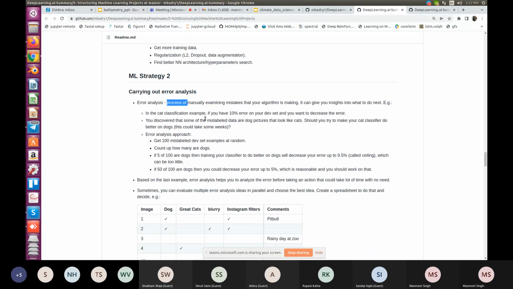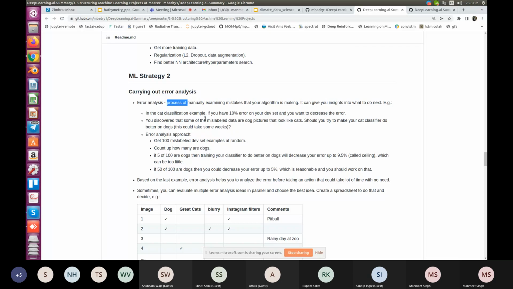For example, in the cat classification example, if you have a 10% error on your dev set and you want to decrease the error, you discover that some of your mislabeled examples are dog pictures that look like cats. So should you try to make your classifier do better on dogs? The error analysis approach is to get 100 mislabeled dev set examples at random, which are the ones labeled or predicted wrongly by your model.